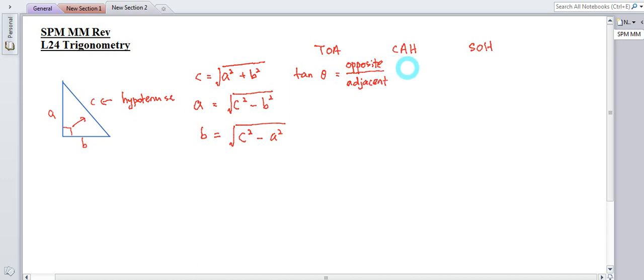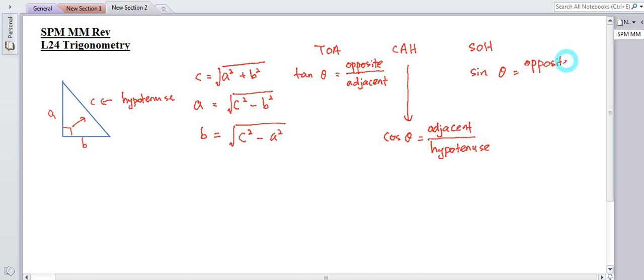Okay, so cosine theta is equal to adjacent side divided by the hypotenuse, and sine theta is equal to opposite side divided by the hypotenuse.